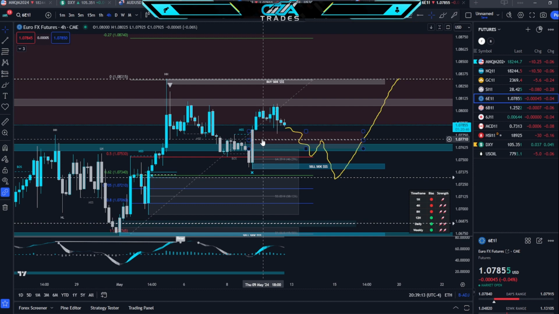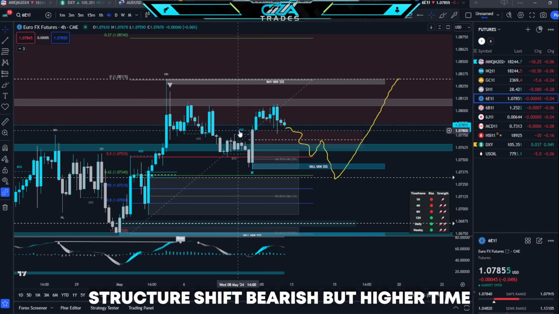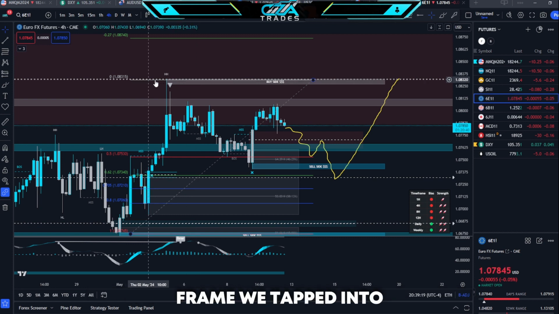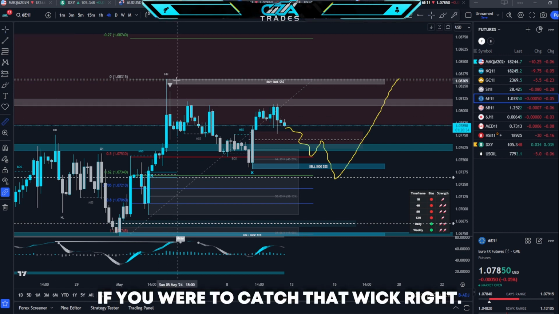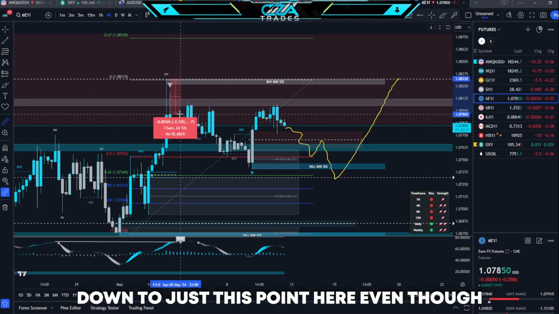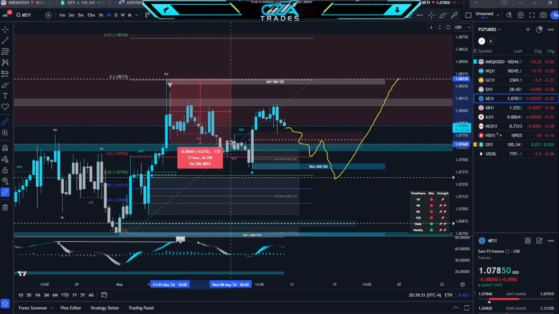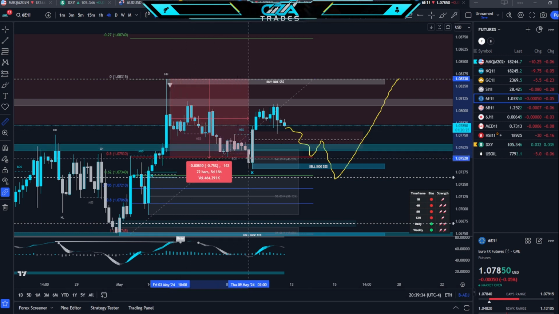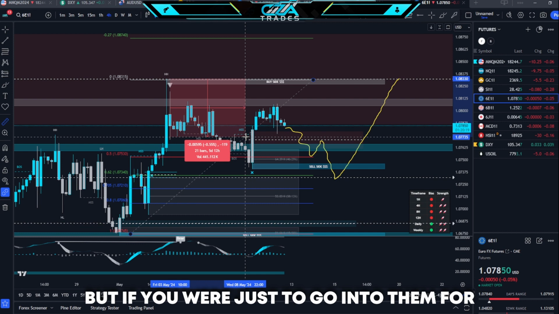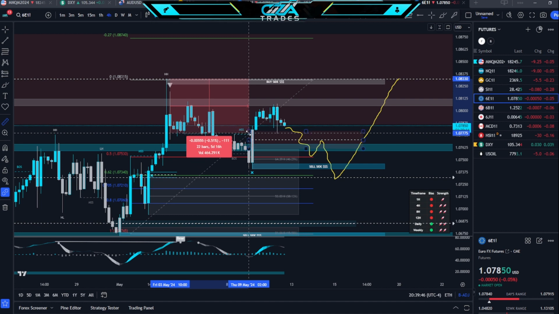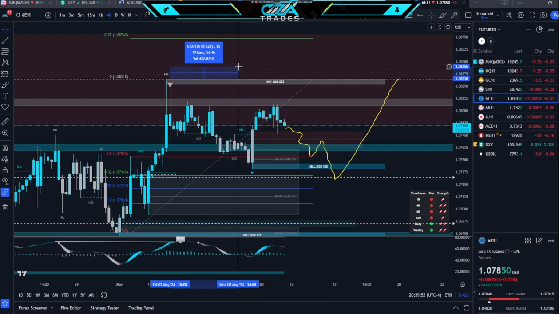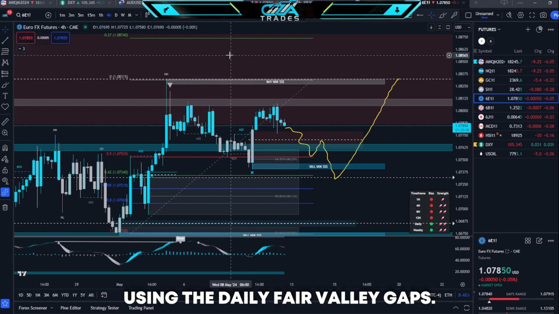And then this over here, fair value gap left over after a bearish market structure shift. On a higher time frame, we tapped into this daily fair value gap 50% mark and got rejected nasty. If you were to catch that wick, even though it dumped to over here, you could have done the market structure, which is right over here. That's 162 points. But if you were just to go into that fair value gap over here, 114 points. You go to the halfway point of this candle, tap into that, 114 points, 110 points. You can make some significant money just using the daily fair value gaps.